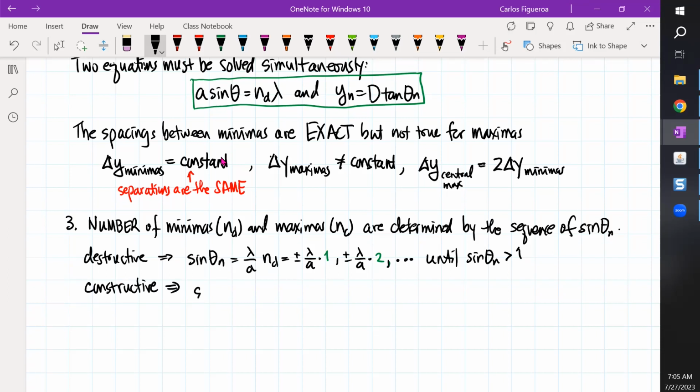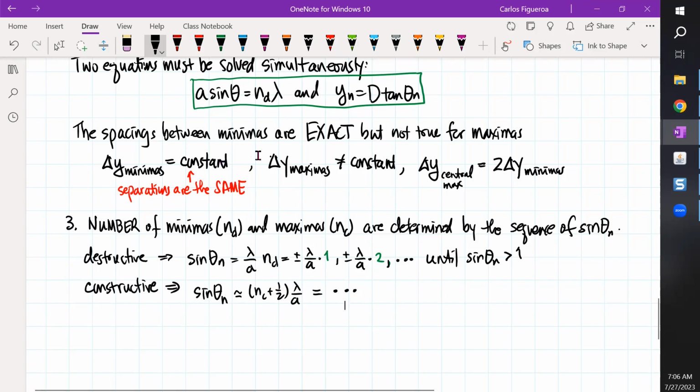The same thing happens with constructive. I can then say that the sine of theta n is going to be approximately nc plus 1/2 times lambda over a. So then I start the whole sequence again until I reach that.